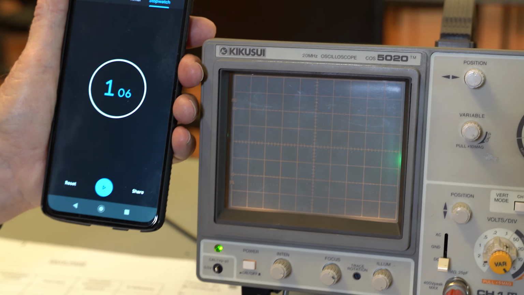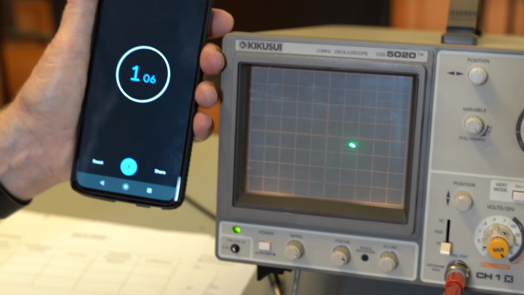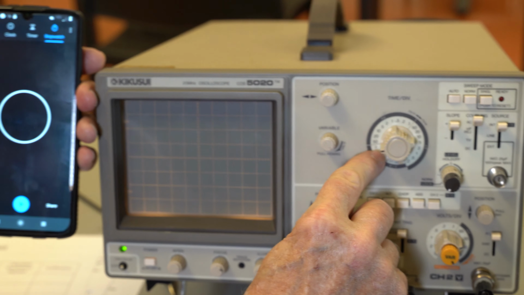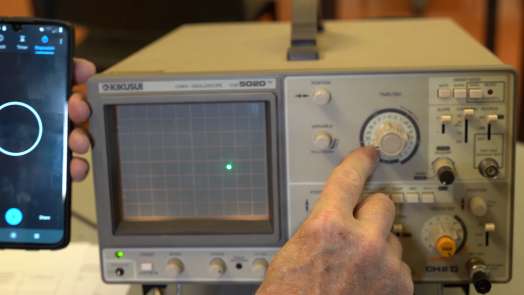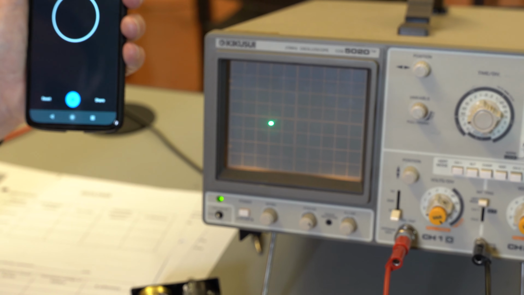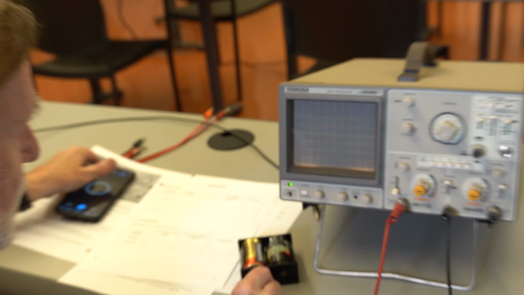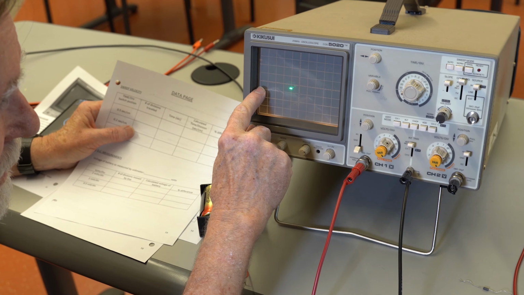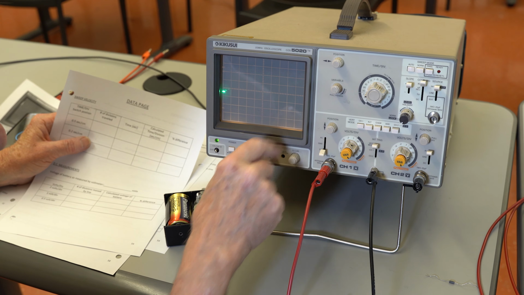Okay, so that's not too bad, actually. 1.06 divided by 10 is 0.106 seconds per centimeter per division, and that's what we indicate here. So the whole point of this was to confirm that these numbers are true. This is how many seconds it takes to cross one division of the screen.